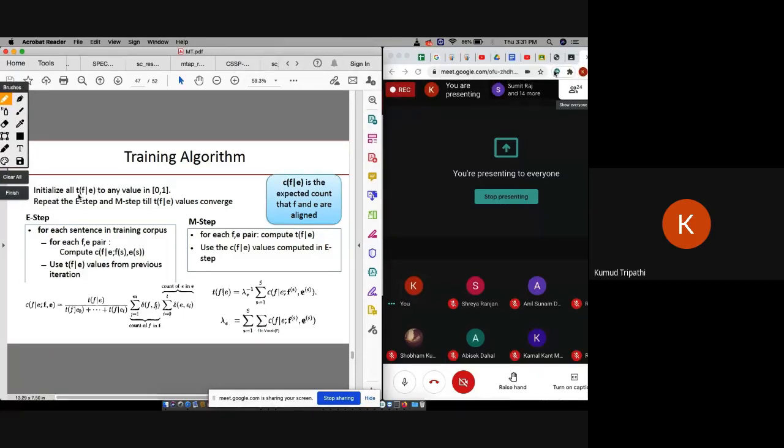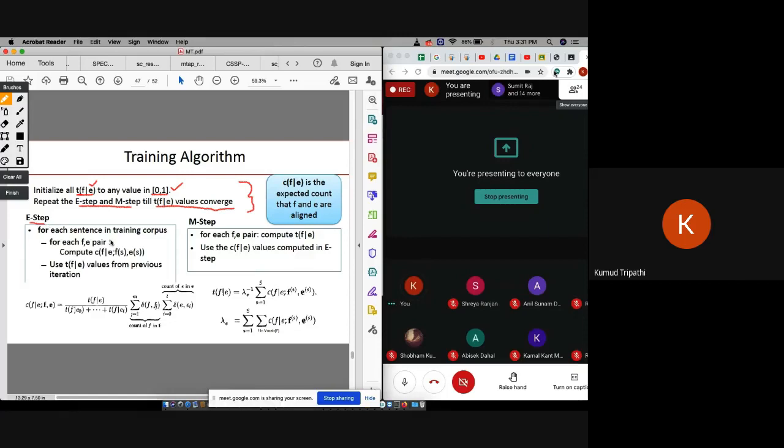So initialize T, which tells you about the translation probability between 0 to M. Using any random method, you can generate this probability matrix, okay? And then repeat the E and M steps till the value of T of F comma E converges. I hope you can understand what is happening here. The formula is written in each step.